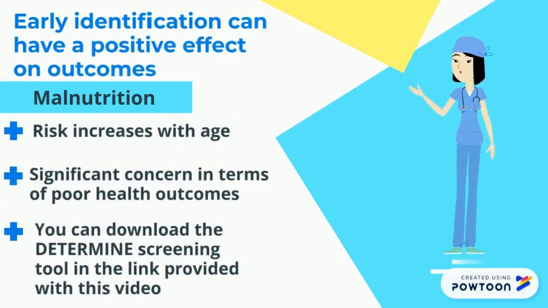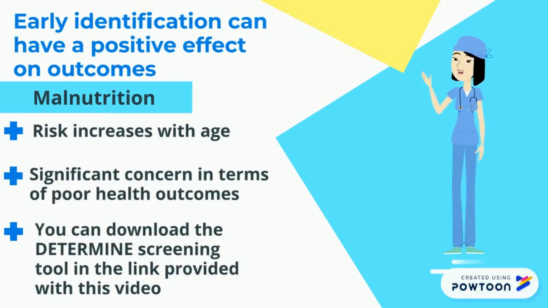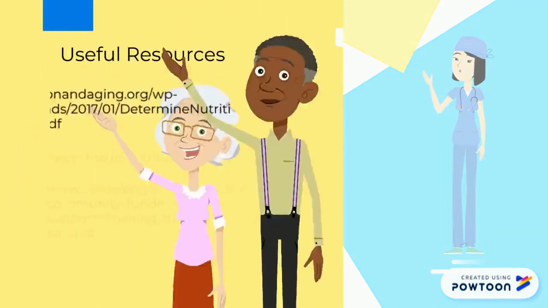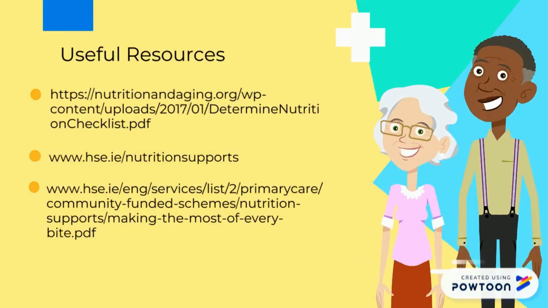Remember that early identification of malnutrition can have a positive effect on outcomes. Malnutrition risk increases with age and is a significant concern in terms of poor health outcomes. You can download the Determine screening tool in the link provided with this video.